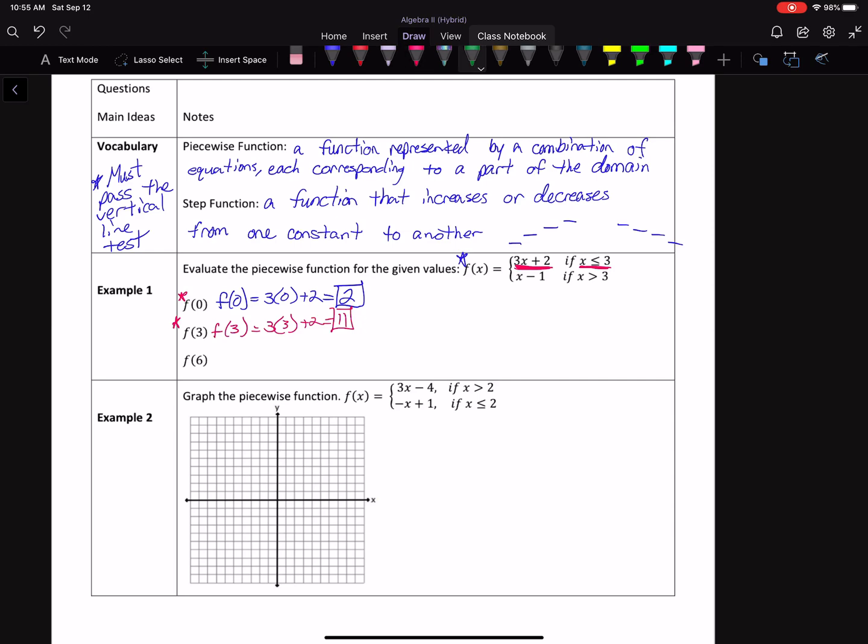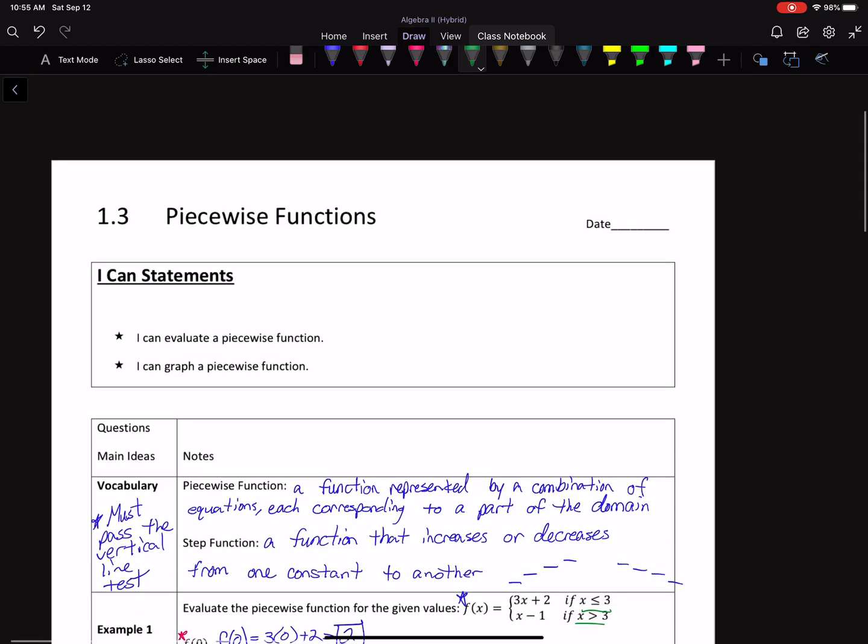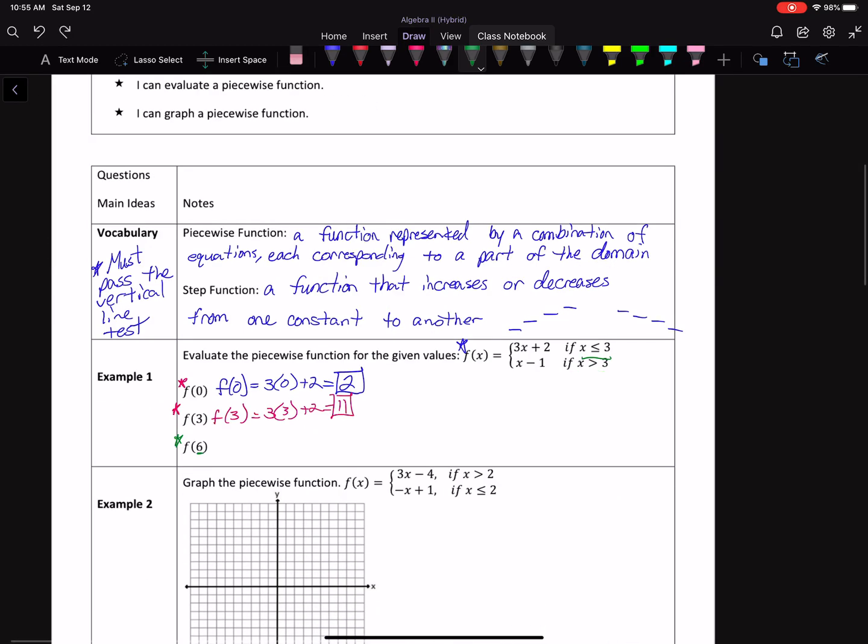The bottom one, evaluate the function at 6. So now if you look at the piecewise function, you look at the domain restrictions over here and here. Hopefully you'll know that 6 is greater than 3, so we want to use the bottom equation this time. So we're going to take 6, substitute it in the equation for x. So we're taking 6 minus 1, and we get 5. So that's how you evaluate. First got to decide what equation to use, then just plug the number in.